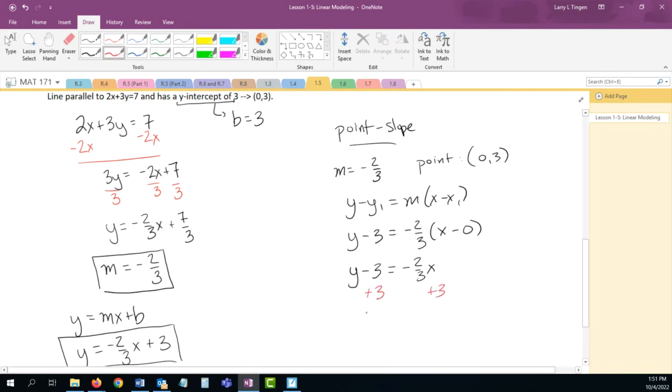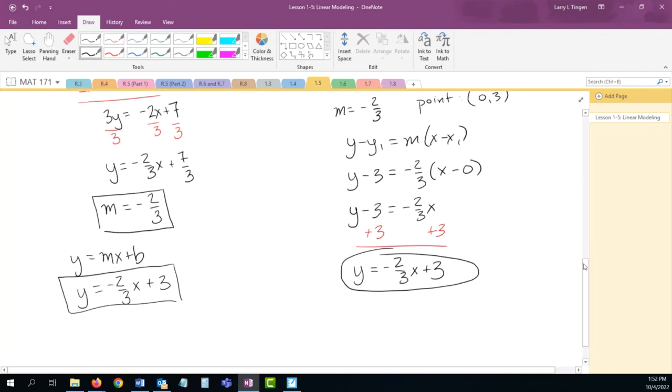Add 3 to both sides. I have y is equal to negative 2/3 x plus 3. There we go. So it leads us to the same answer.